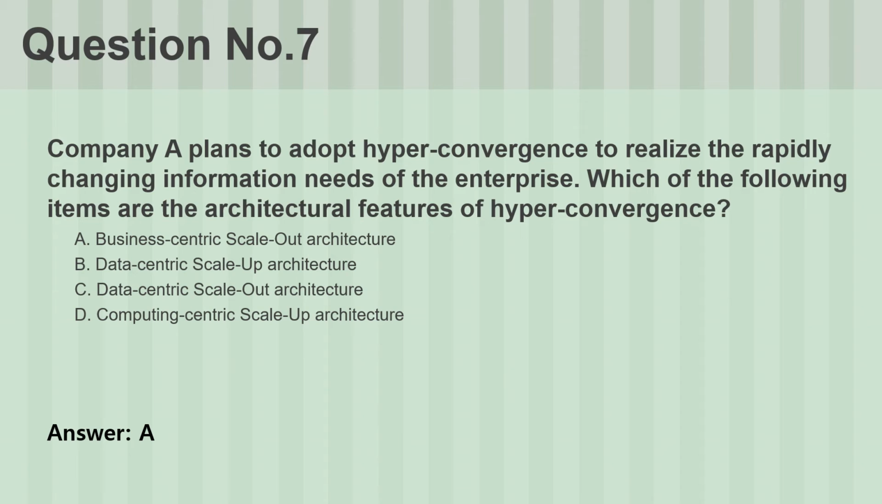Question number 7. Company A plans to adopt hyper-convergence to realize the rapidly changing information needs of the enterprise. Which of the following items are the architectural features of hyper-convergence? A. Business-centric scale-out architecture. B. Data-centric scale-up architecture. C. Data-centric scale-out architecture. D. Computing-centric scale-up architecture. Answer: A.